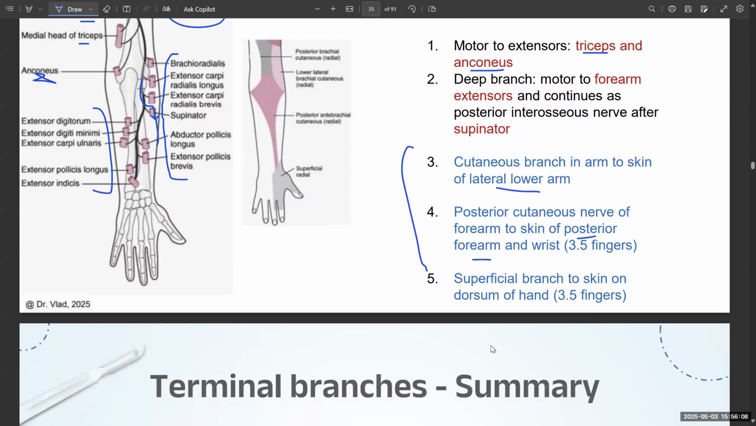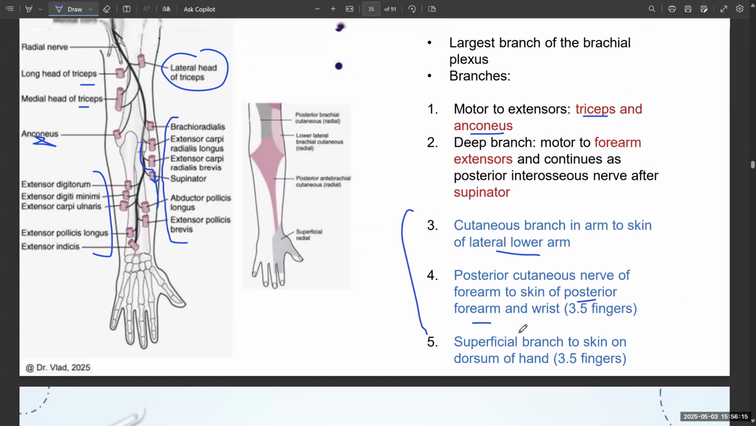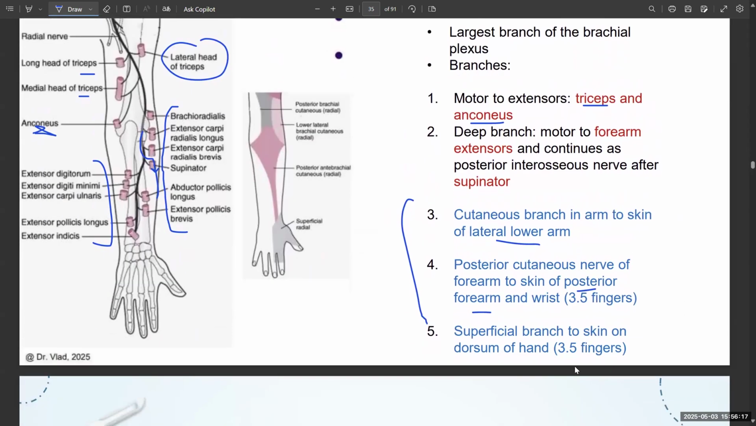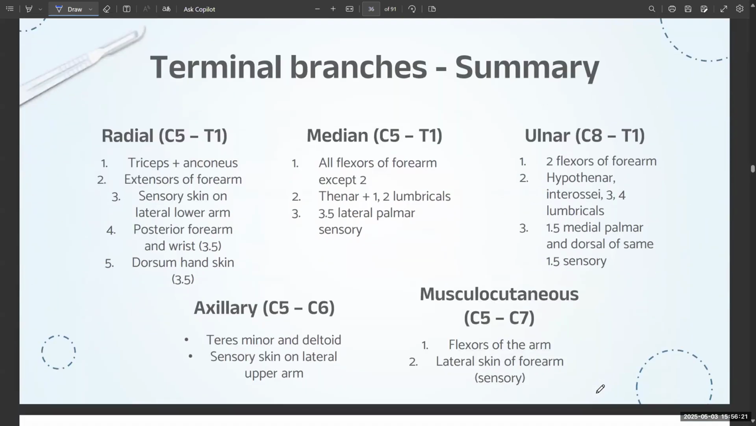Okay, that makes sense because the extensors are also on the posterior side. And then the superficial branch to skin on the dorsum of the hand. Okay, that also makes sense. 3.5 fingers. Now, this is a summary. Shall I go through it? I shall go through it.